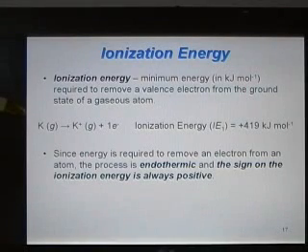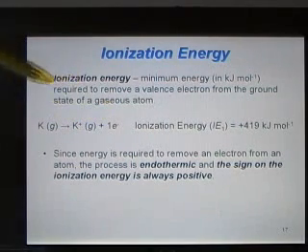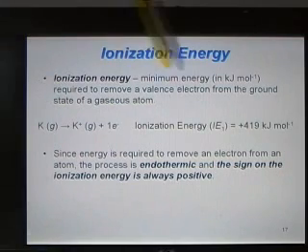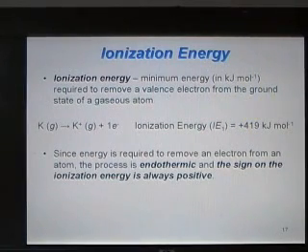So, a chemical equation representing the ionization energy for potassium in its gaseous state is K gas yields K+ gas plus 1 electron, and its ionization energy, denoted by IE, is plus 419 kilojoules per mole. Since energy is required to remove an electron from an atom, the process is endothermic. That means the sign of the ionization energy must be positive, and you must put energy into the atom to get rid of the 1 electron.